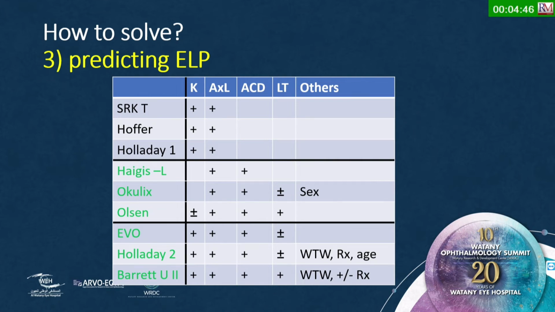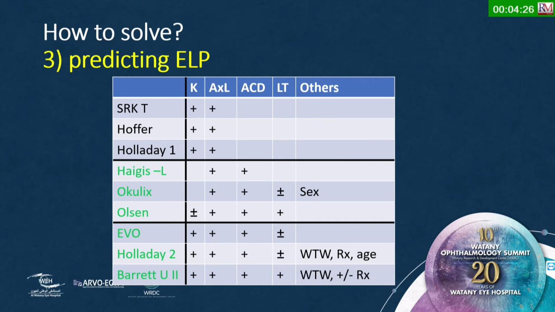How to solve it? The usual formulas are calculated with K reading and axial length, so they are not applicable in post-refractive eyes. So we revert to the second group, the Haigis-L, the Oculix, and Olsen. They put in another consideration: measuring the true AC depth and trying to calculate the effective lens position.